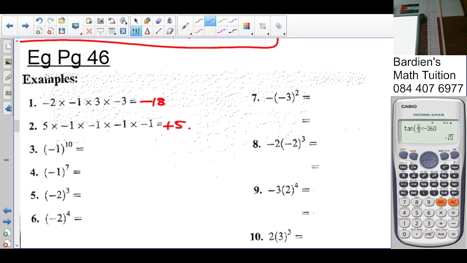Next one. Negative or positive? Who said negative? Why is it positive? There's 10, so it's even. So it must be positive. And 1 times 1 times 1 times 1 is going to be 1. That's all. You get it now?